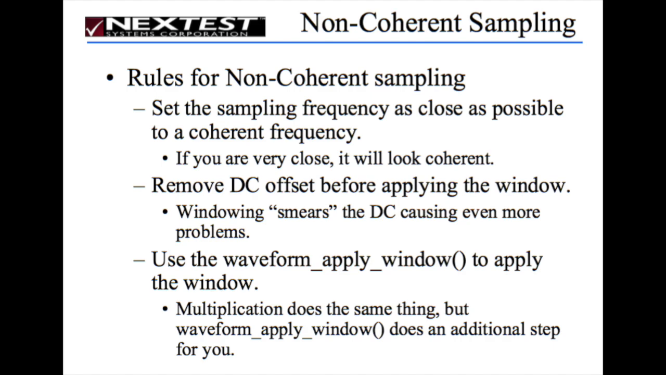Because windowing smears the DC, causing even more problems. And then in Nextest land, Daver came up with a function. I'm going to talk about Daver a lot. Dave Reynolds. Use the waveform apply window to apply the window. Multiplication does the same thing, but a waveform apply window does an additional step for you.